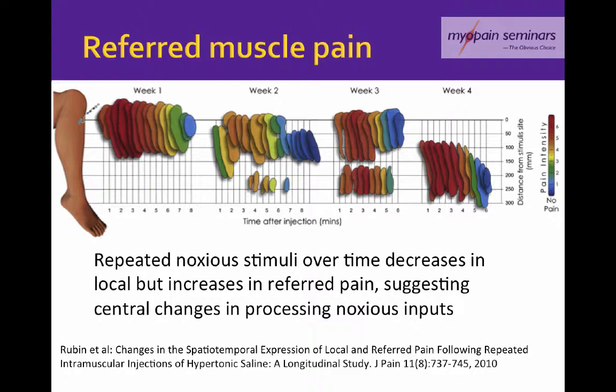There is no question that repeated nociceptive input from muscle causes central changes in how these nociceptive inputs are being processed. In this study by Rubin from Australia, the subjects received a weekly injection of a noxious stimulus in the proximal anterior tibialis muscle. In the beginning, there was a local pain with some referred pain, but after 4 weeks, the local pain was pretty much diminished and the subjects only experienced referred pain farther down their leg. This suggests central changes in how noxious input from muscles is being processed.